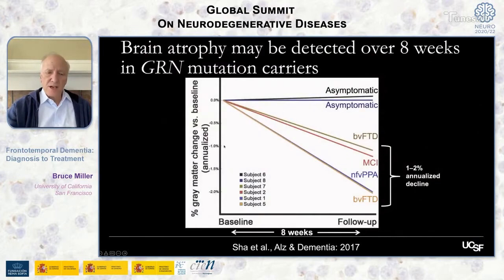Here's the atrophy in a progranulin group of patients. Very little in the asymptomatic individuals, but people who get bvFTD or nonfluent progressive aphasia, even within 8 weeks, are showing measurable changes on brain MRI.